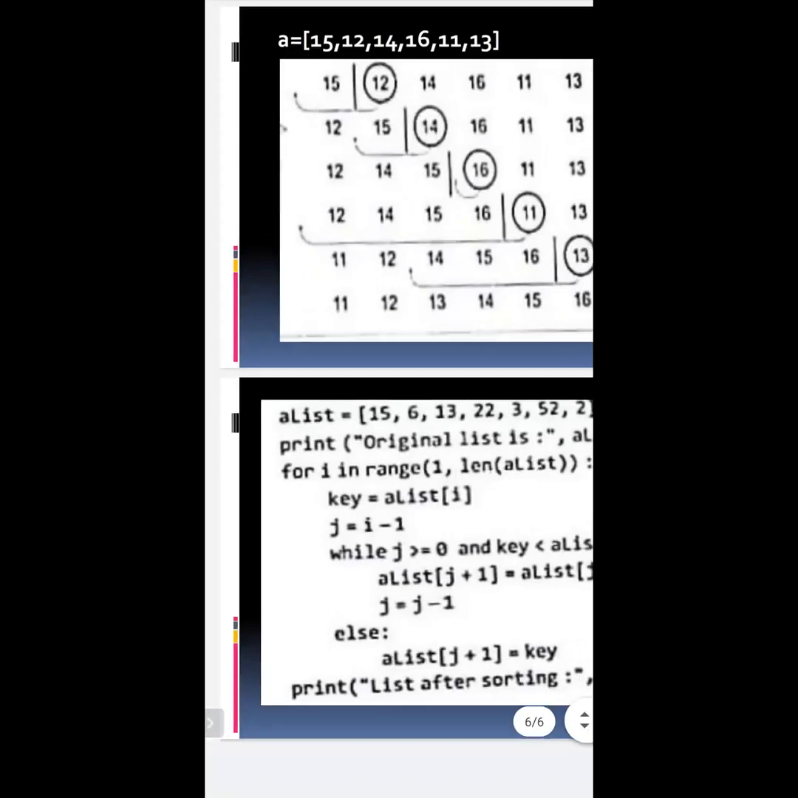What is i? 1. 1 minus 1? 0. No, the j value is 0. Now you can check the while condition: while j is greater than or equal to 0. What is j? The j value is 0. Very good. 0 is not greater than 0, but it is equal to 0.